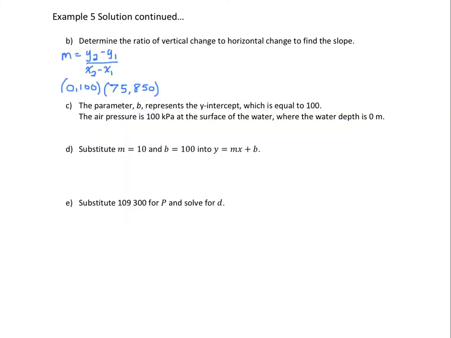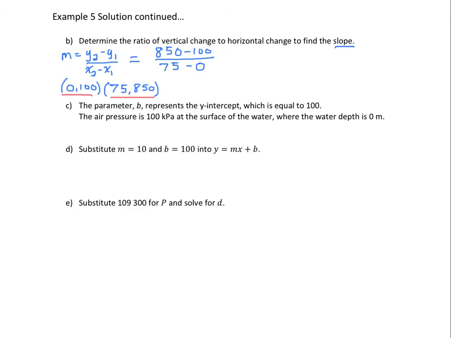So in part B, we need to determine the ratio of the vertical change to the horizontal change to find the slope. We're going to use the slope formula that we used in chapter 6: m is equal to y2 minus y1 over x2 minus x1. And we need 2 points on the line. We're going to use the first point from the table and the last point from the table to get the best approximation. So subbing in your numbers, we have 850 minus 100 divided by 75 minus 0.